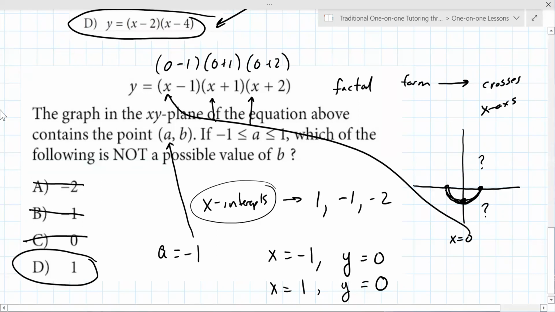But the thing I want you to keep taking away from this discussion right now is factored form gives you the x-intercepts. X-intercepts means that y is 0. Okay, so let's look at a new problem.